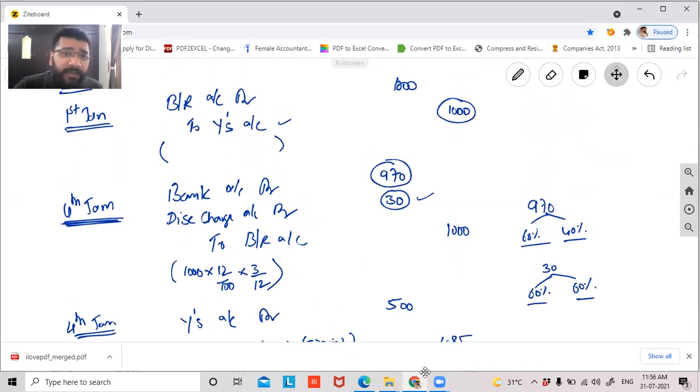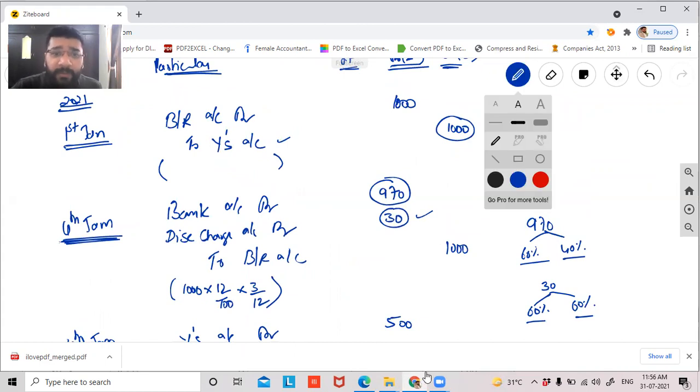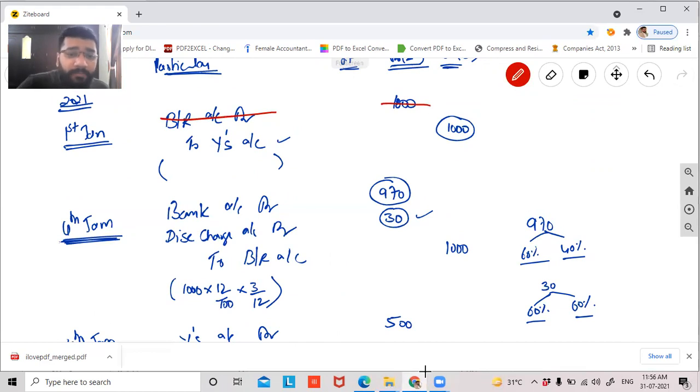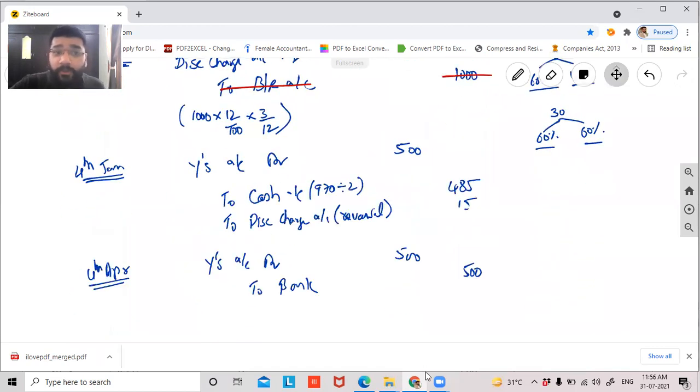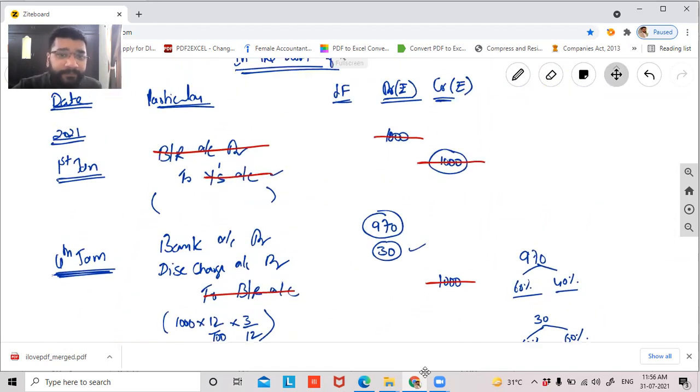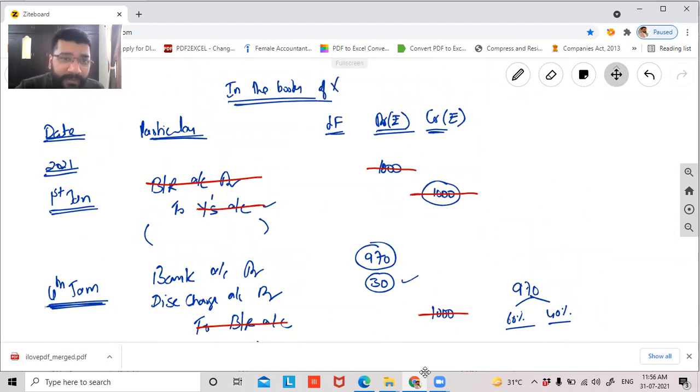Now let's check whether we have settled the accounts or not. Guys, bills receivable, 1000 rupees debit, bills receivable 1000 credit. So the bills receivable asset is knocked off. Similarly, Y's account, guys, credit 1000 and debit also should be 1000. So here 500 debit and here 500 debit, which means Y's account is also settled. These are the 2 accounts that we have to ensure are settled, guys, which means your answer is perfect. Any problem with this in the books of X?